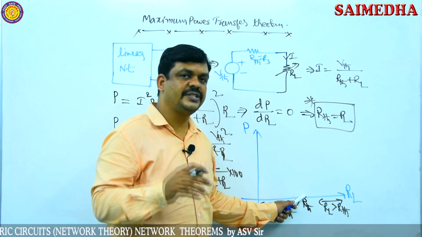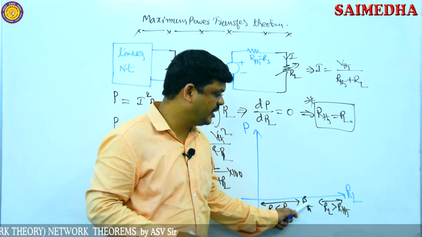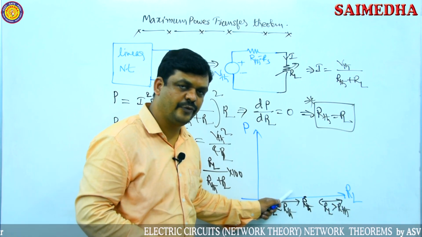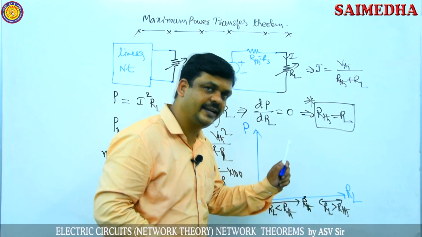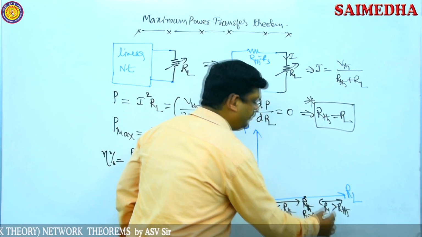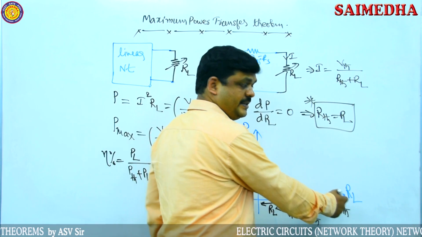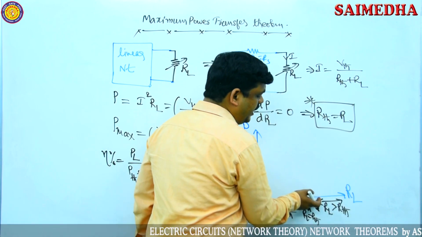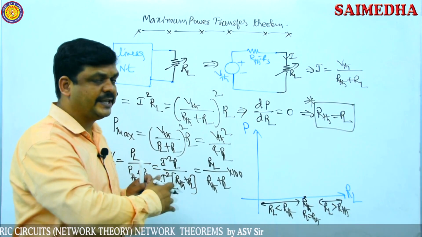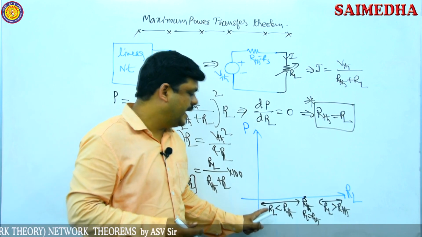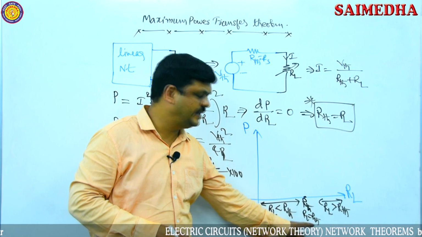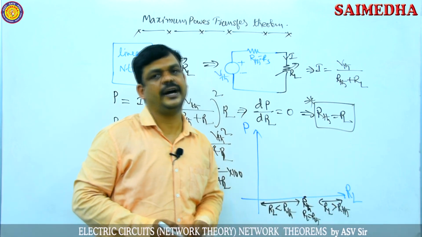Suppose this R Thevenin is 10 ohms. Initially RL is 0, then 1, 2, 3, 4, 5, 6, 7, 8, 9, 10. Exactly at 10, RL is equal to R Thevenin. Later the RL value increases to 11, 12, 13, 14, so those values are greater than R Thevenin. So the complete axis is divided into 3 parts: RL less than R Thevenin, RL equal to R Thevenin, and RL greater than R Thevenin.